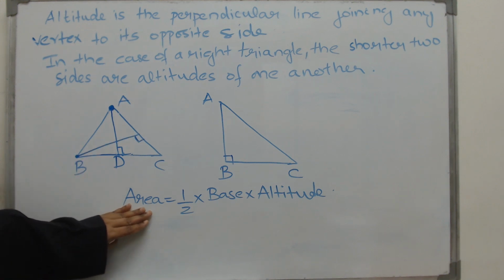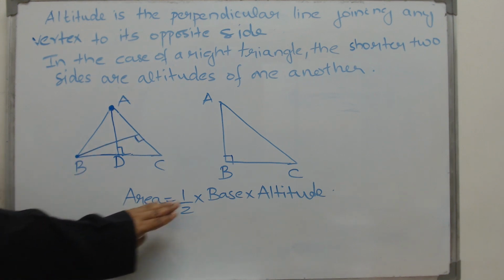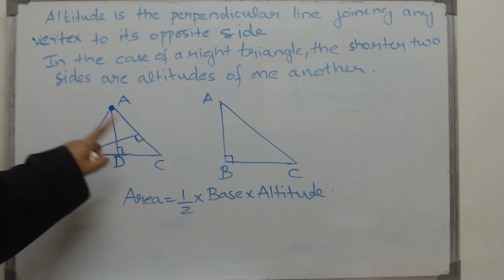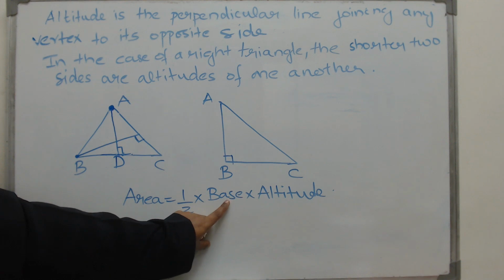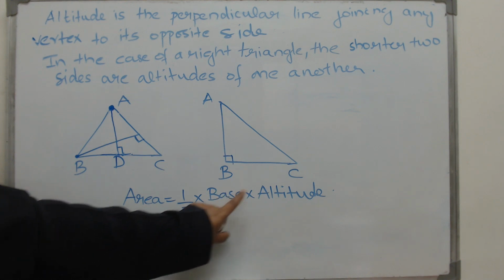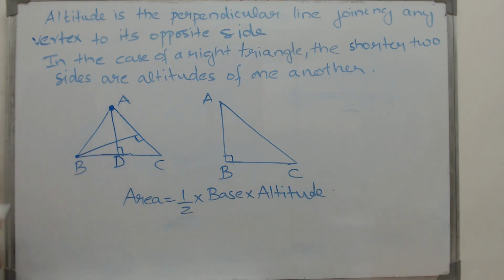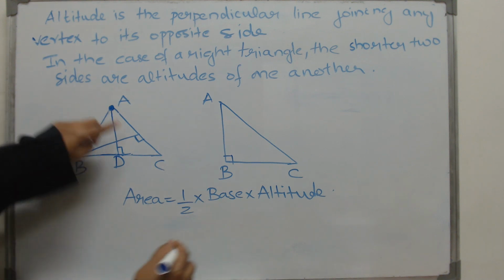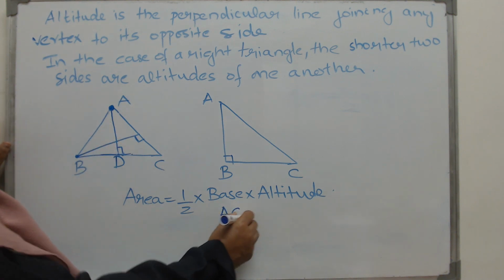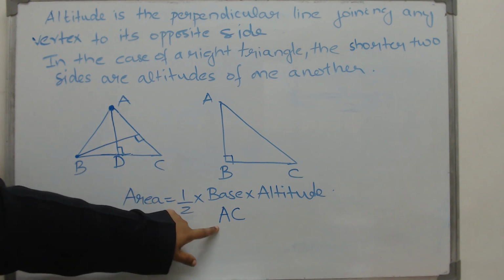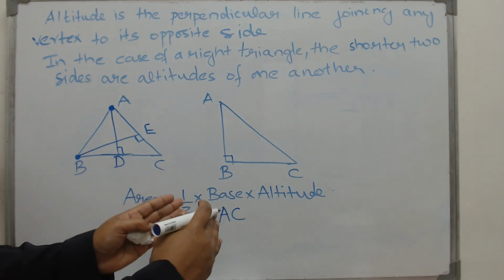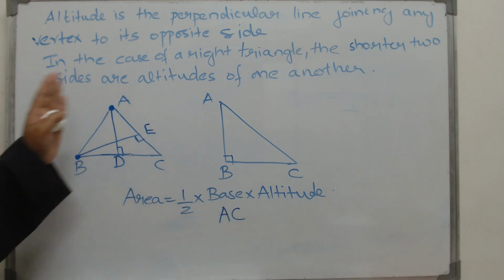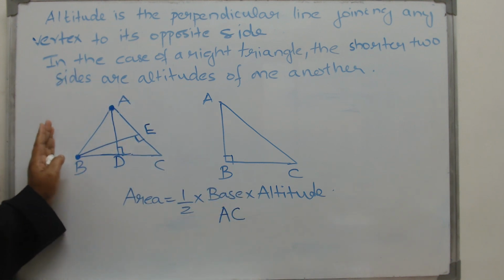Now, this same area can be written with the other two sides also as the base. But then, whenever you change the base, remember the altitude should be its corresponding altitude. So, if you take AC as the base, its altitude should start from B. So, remember when you change the base, according to it change the altitude also.